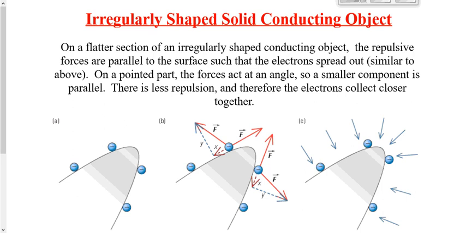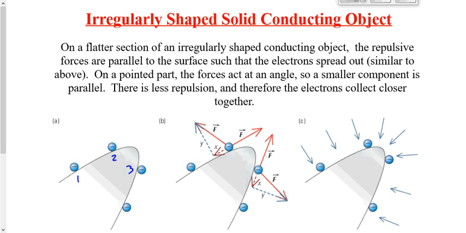This next diagram, we have a pointy object. We call it an irregularly shaped solid conducting object, but let's call it a pointy thing. A pointy conductor. If you have a pointy conductor, or a pointy thing, then the distribution is going to look a little bit different. I think they've overcomplicated things a little bit with their diagram. I'm going to simplify it just a little bit, and I'm going to label only 3 charges, 1, 2, and 3.